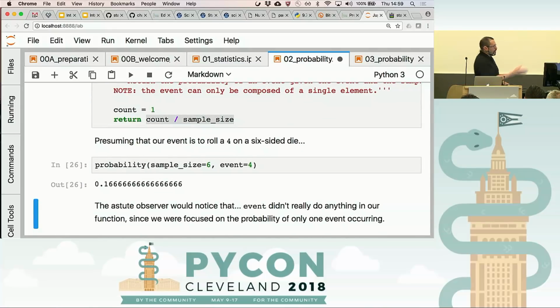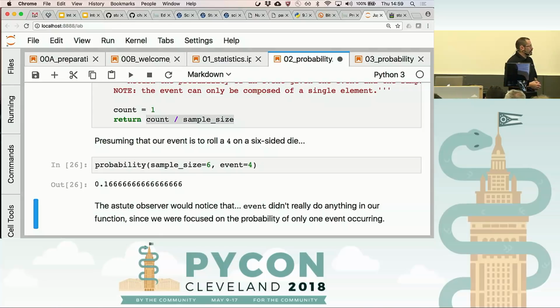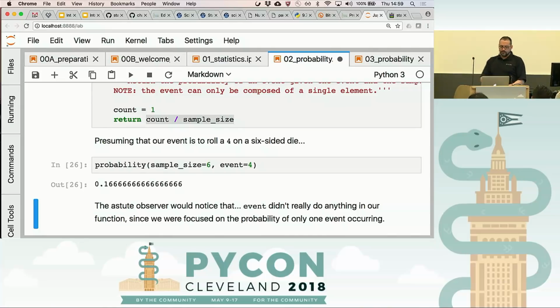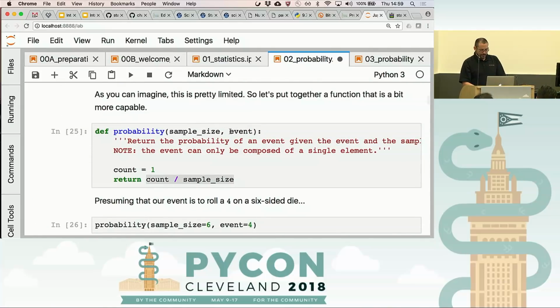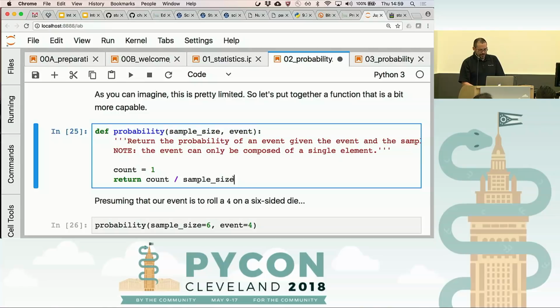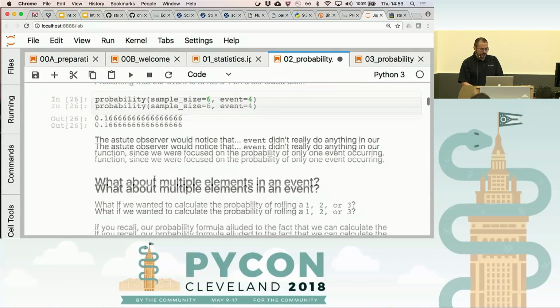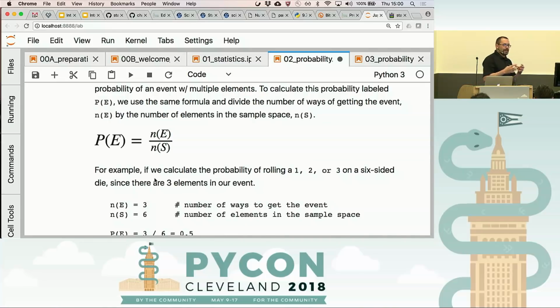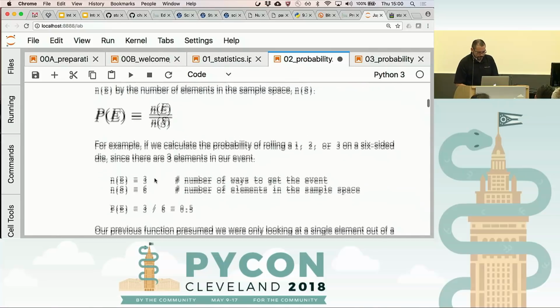All right. So if my event was I roll a 4 on a 6-sided die, the probability of a 4 showing up is this. The astute observer, though, goes, wait, Chalmer, we dumped in event, but we never actually used it. That's screwy. Let's go fix that. If my event is composed of more than one thing, I want to determine if I get a 2, a 4, or a 6. We need to have a way to determine that.